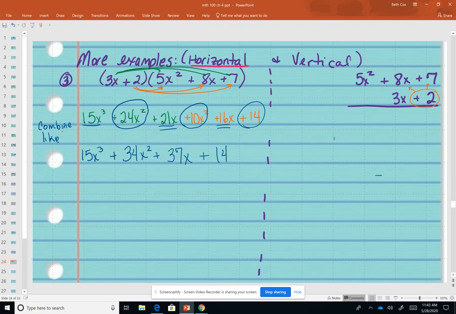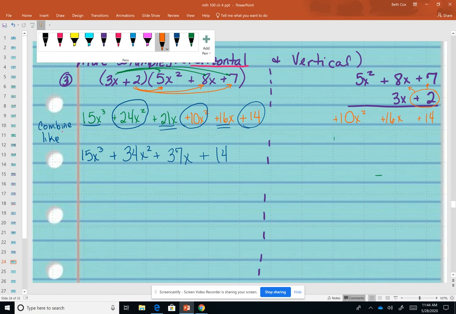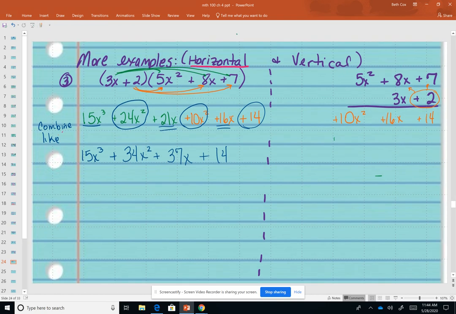So I'm going to do 2 times 7 and get 14, and that's a positive 14. I'm going to do 2 times 8x. Positive times a positive is 16x. And then 2 times 5 is a positive 10x to the second. Notice I am using the same color so you can see that the same numbers are coming up. They're just written in a different order.